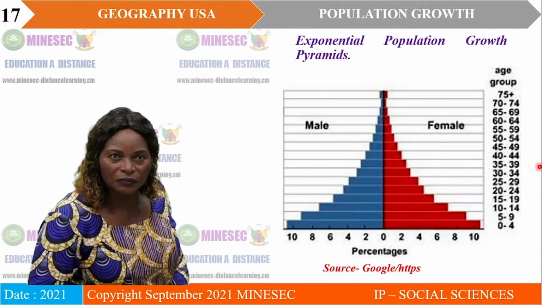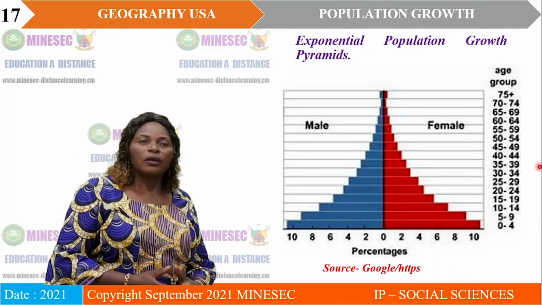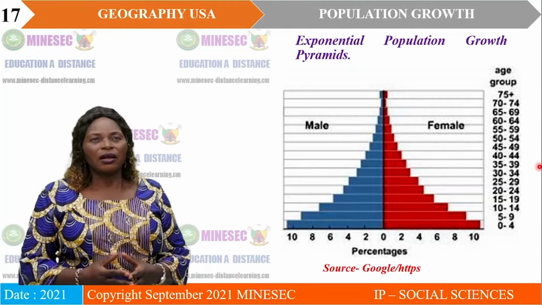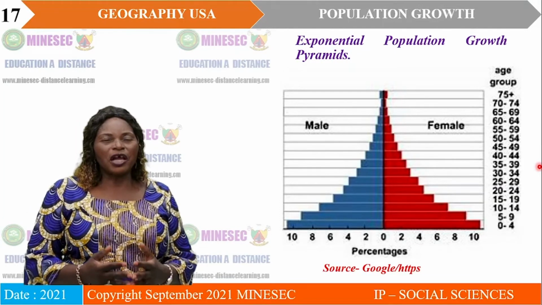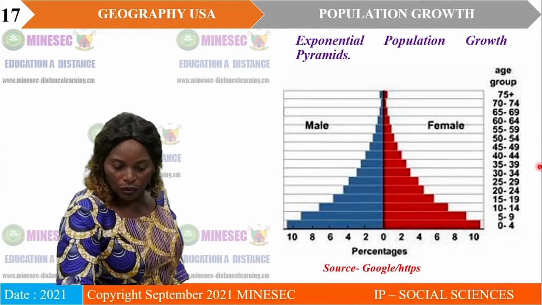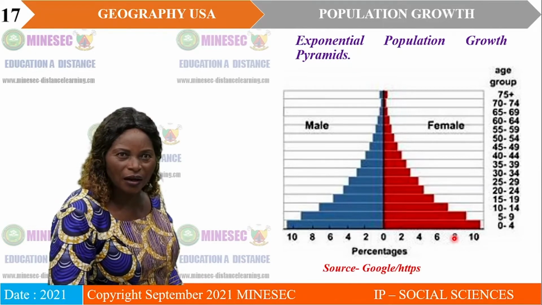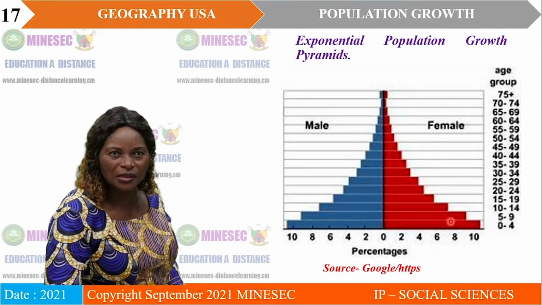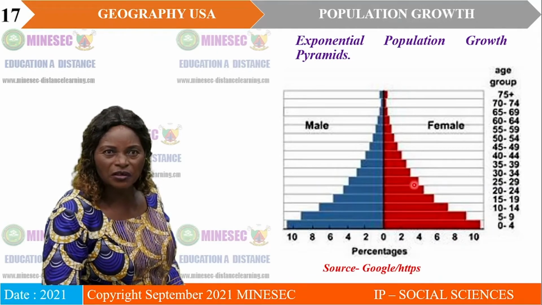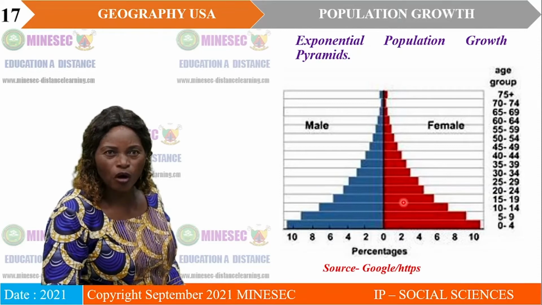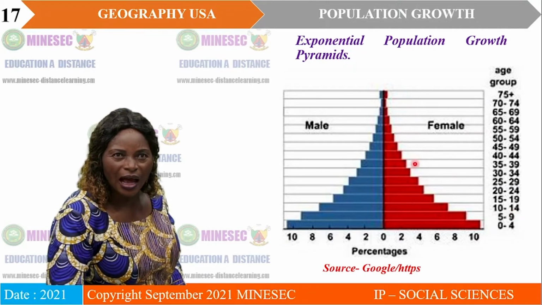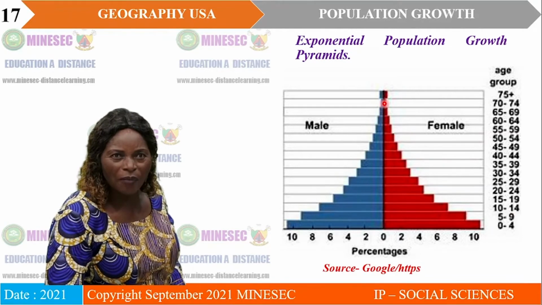than the resources. Also, exponential population growth is illustrated here diagrammatically with a population pyramid. These are pyramids that are typical of developing countries. They are progressive or expansive pyramids. See the pyramid? The pyramid has a broad base. The base is broad. The pyramid has concave sides and a very narrow apex.